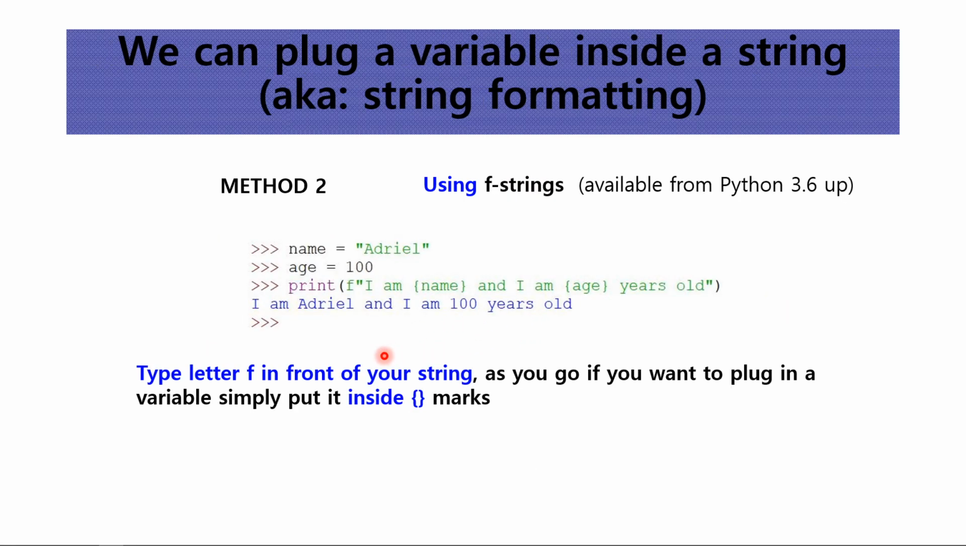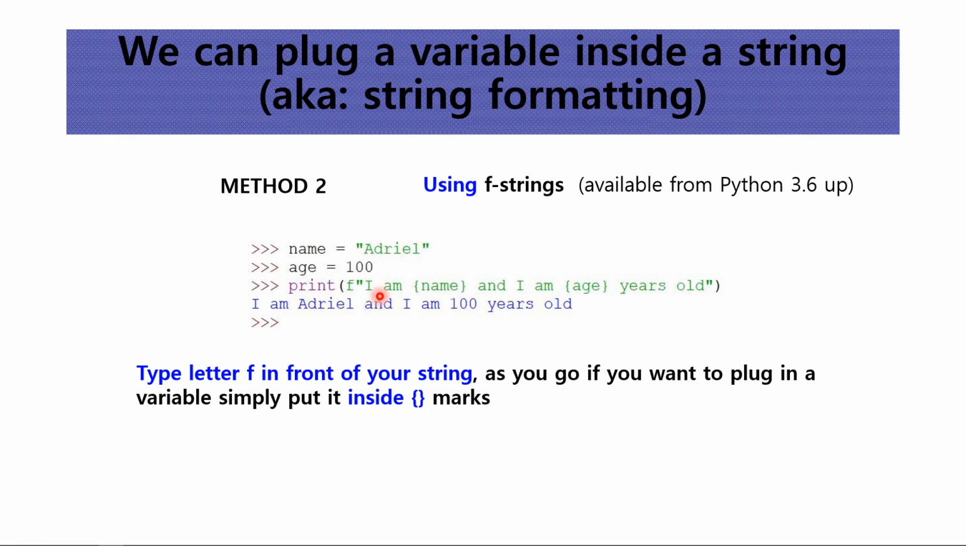Okay. Now, the second method, which is much more recent, is only available from Python 3.6 up. If you're using lower versions, you might not have access to this. It's called f-strings, and basically, it's much more straightforward. You put F in front of your string to inform Python that this is an F string basically.